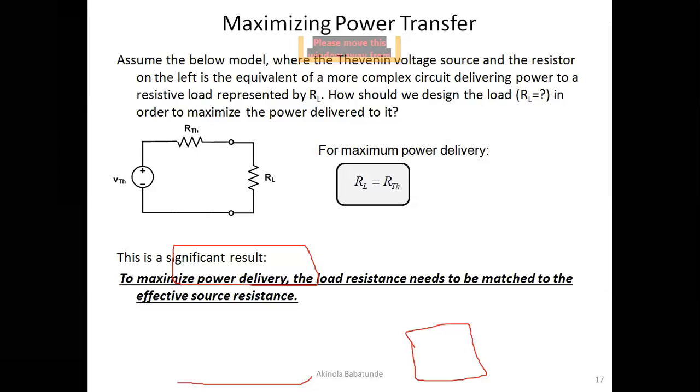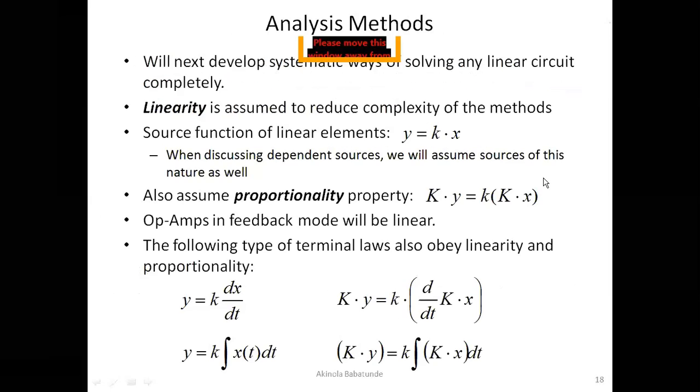We've talked about this already. For maximum power delivery, our RL must be equal to R Thevenin. To maximize power delivery, the load resistance needs to be matched with the effective source resistance. We've talked about all of this.